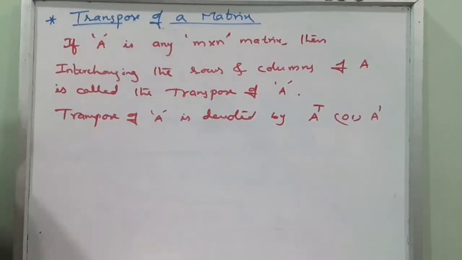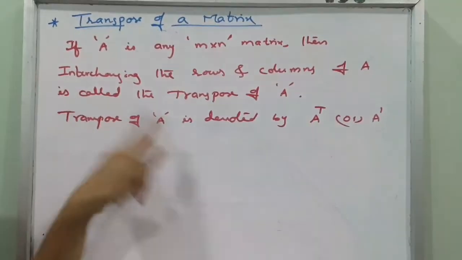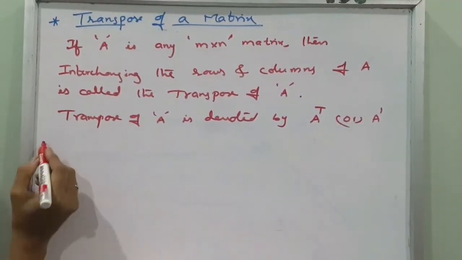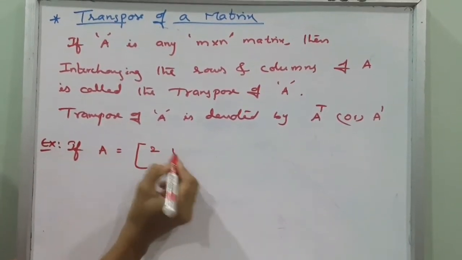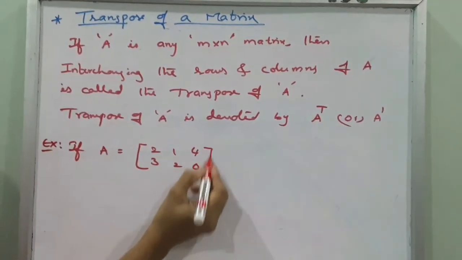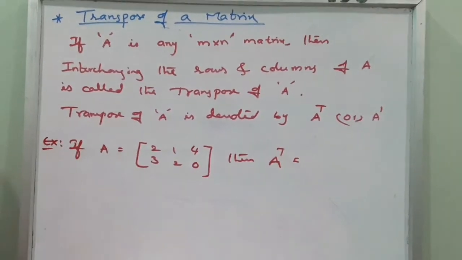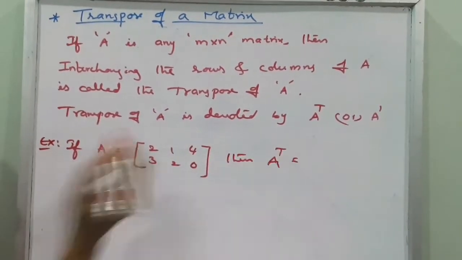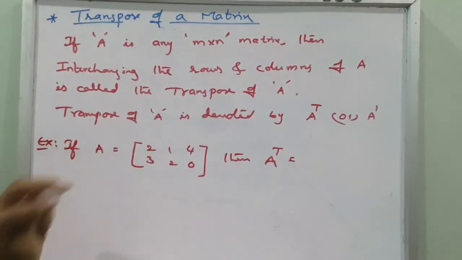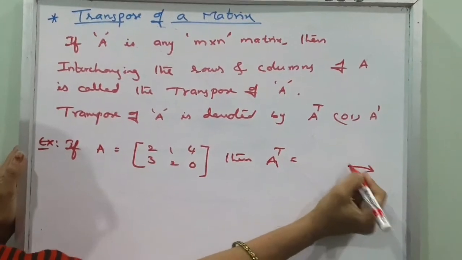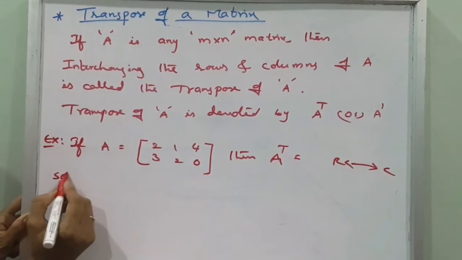So here A is any M cross N matrix, then interchanging the rows and columns of matrix A is called a transpose of A. For example, if A is equal to 2, 1, 4, 3, 2, 0. Here transpose means interchanging the rows and columns.